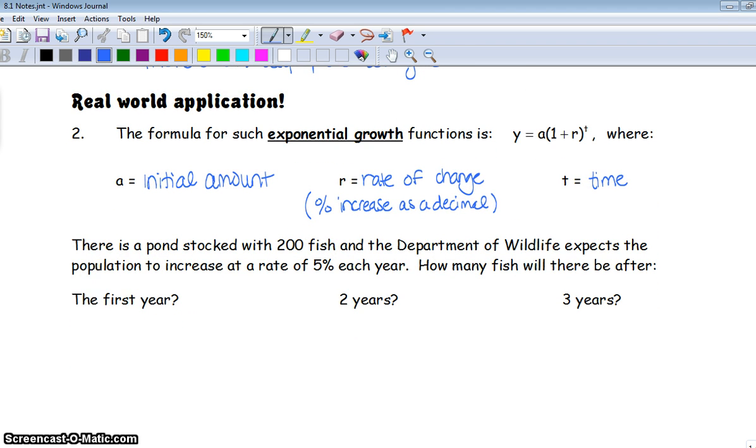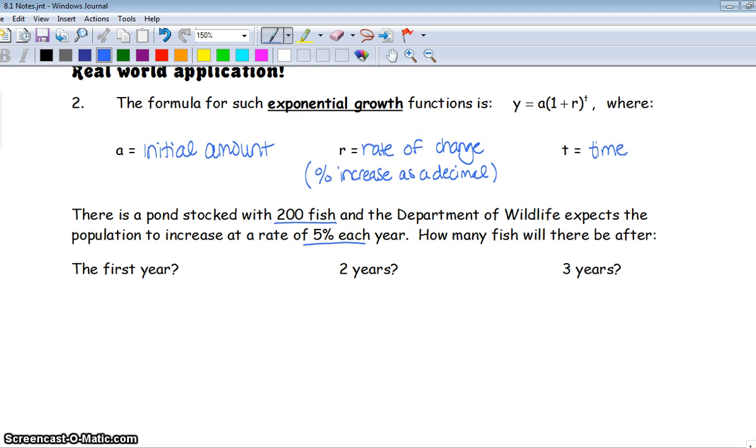So there's a pond stocked with 200 fish, and the Department of Wildlife expects the population to increase at a rate of 5% every year. We want to find out how many fish there will be after the first year, 2 years, and 3 years. So we go back to our original equation. We've got y equals, a is representing our initial amount, and in this case we're starting with 200 fish. Then we've got 1 plus our rate. So now here we've got a rate of 5%.